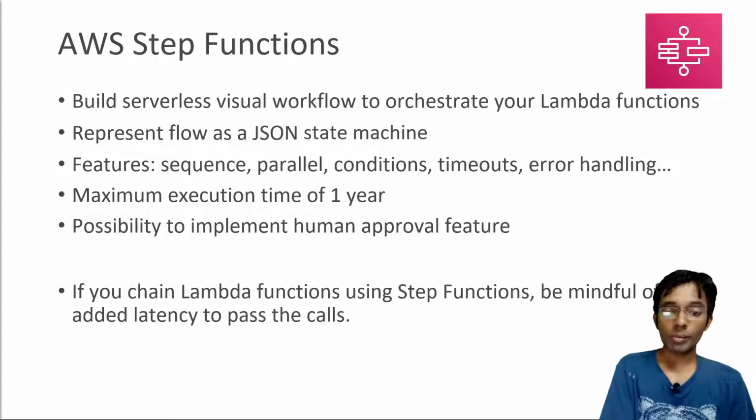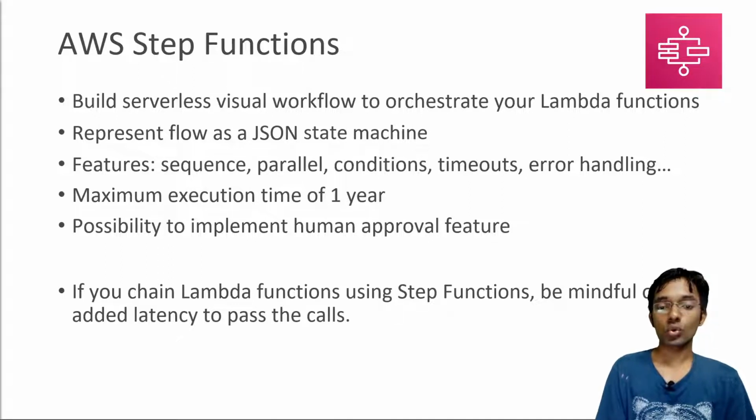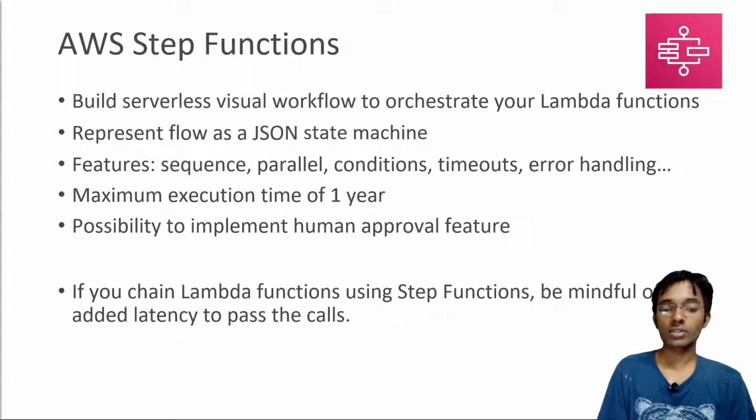So the maximum execution time of a workflow is 1 year. That is something you need to know as a solution architect. And you have the possibility to implement human approval features if you wanted to go on with your flow. The idea is that you chain Lambda functions with Step Functions, which is a very common pattern, and you need to be mindful that there are going to be latencies between all the calls to the Lambda functions, because you are passing some information from one Lambda function to another Lambda function.